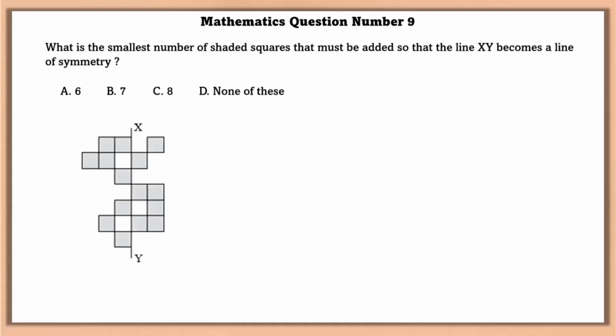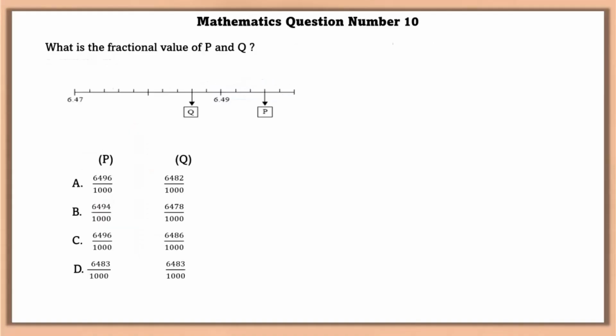What is the smallest number of shaded squares that must be added so that the line XY becomes a line of symmetry? 11 squares need to be shaded.